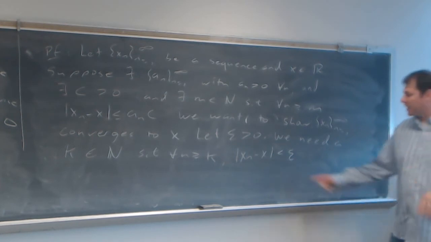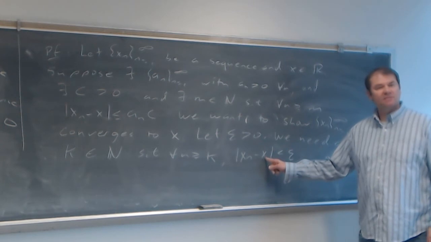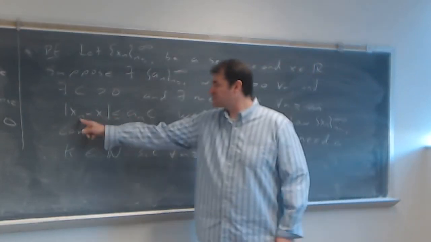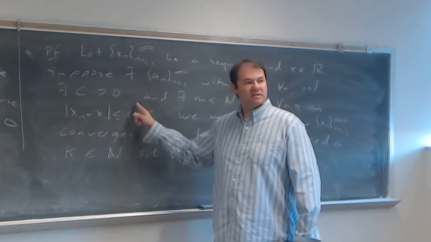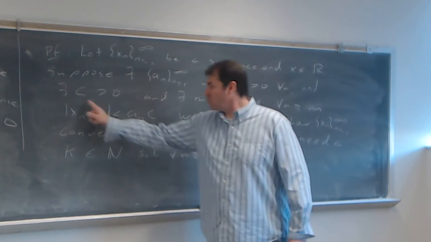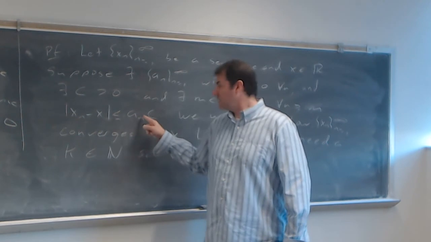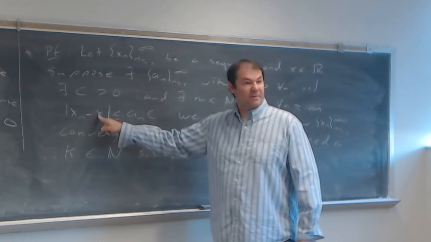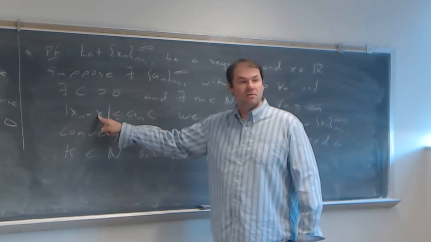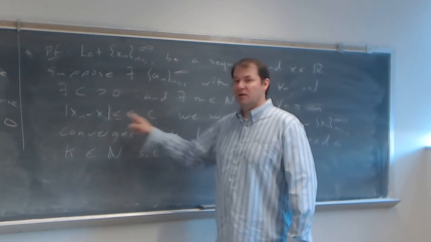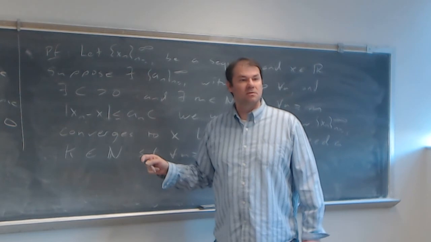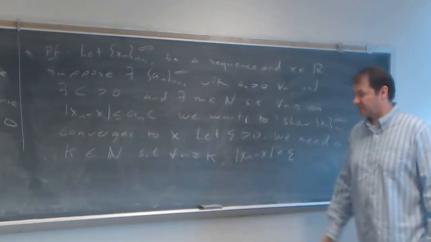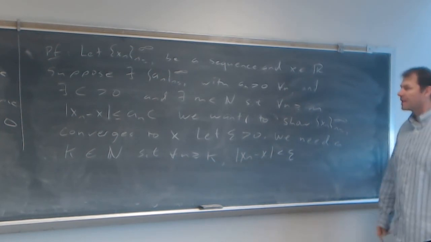Look, I want the distance between x sub n and x to be small. That's what I want. But here's what I know: the distance between x sub n and x is less than this quantity. So if I could make this be small, it would force the smaller guy to be small. Does that make sense? If I can make this be less than epsilon, we get it. If this part's less than epsilon, then the smaller part has to be less than epsilon. So that's what I'm going to concentrate on.